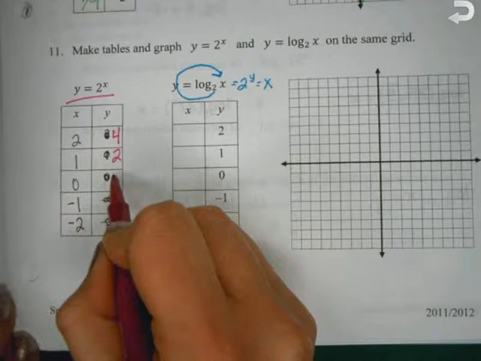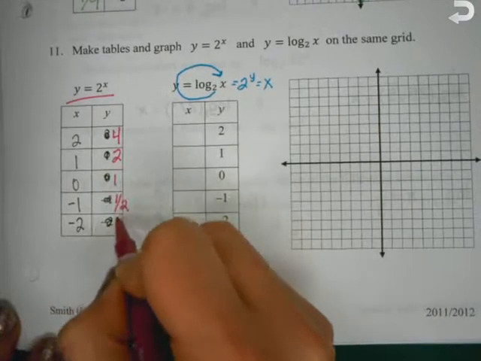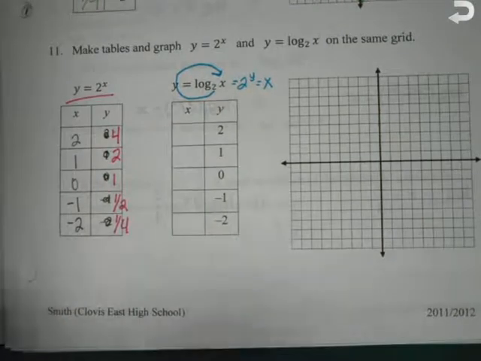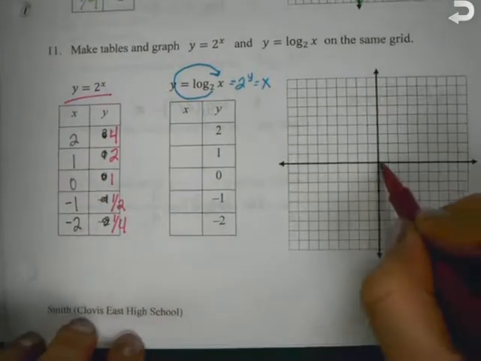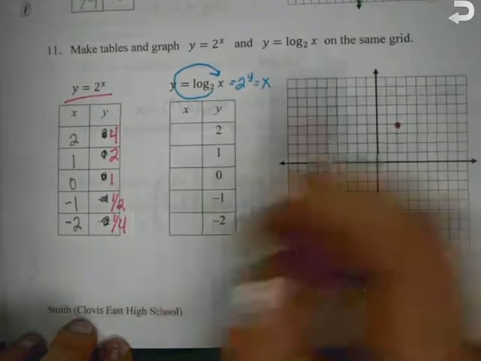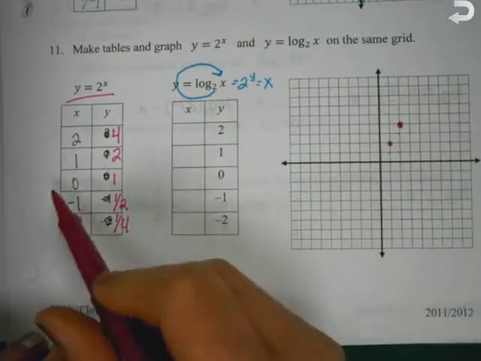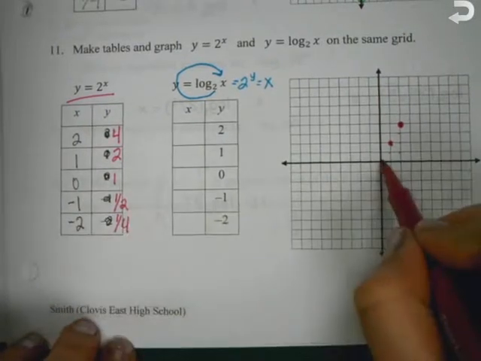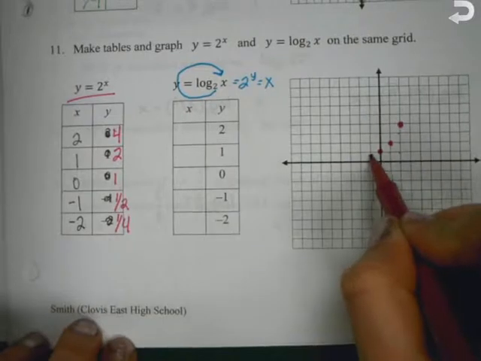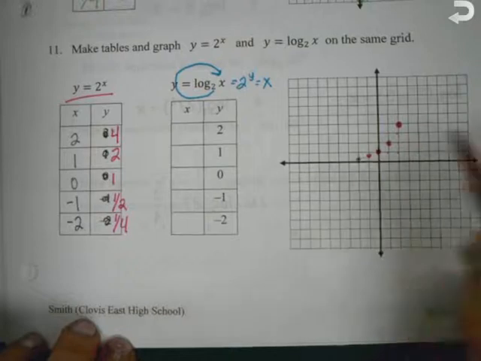So that's going to be 2, 4, 2, 1, 2, 3, 4, 1, 2, so 1, 1, 2, 0, 1, negative 1, 1/2, and negative 2, 1/4. So somewhere right here. So this graph looks like what we're used to, right? Review question. Is this one increasing or decreasing? Increasing. Good job.